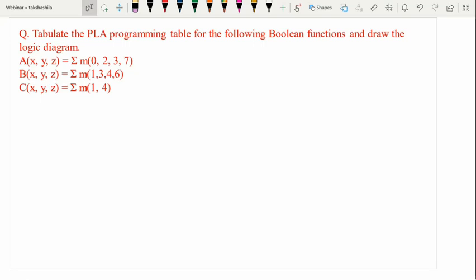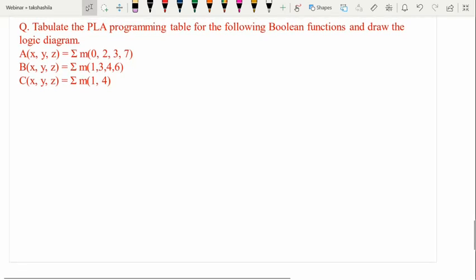Hello students, here in this video I am going to solve a PLA logic diagram for the given boolean functions, and this is one of the important questions in your engineering curriculum in the university exams. Here what is given in the question? The question is, tabulate the PLA programming table for the following boolean functions and draw the logic diagram.